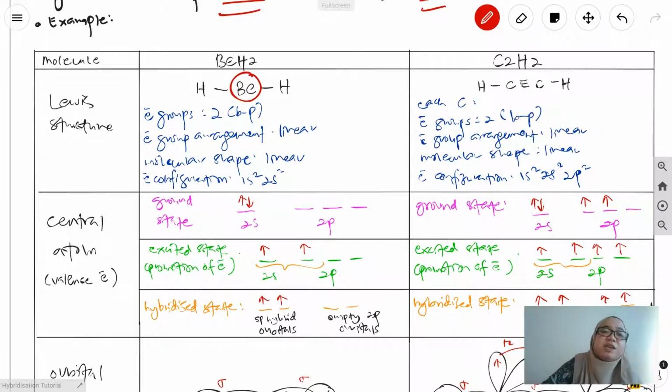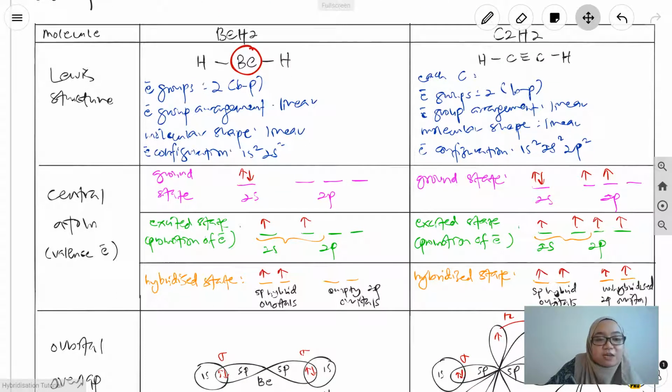Okay, and then we state the electronic configuration for beryllium, which is 1s2, 2s2. Then we move on to the central atom. We want to focus on the valence electrons. The hybridization process will be described in 3 states. This is only for the central atom. So the first one is the beryllium atom at the ground state. At the ground state, beryllium only has 2s2, and 2p has none.